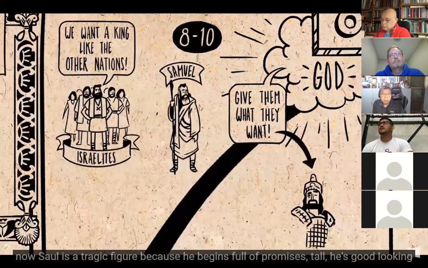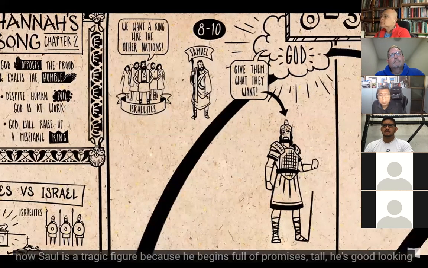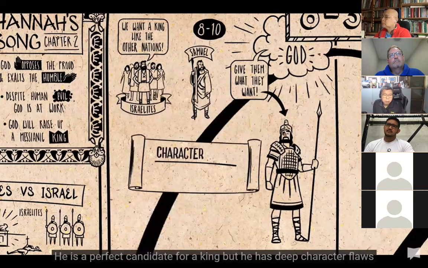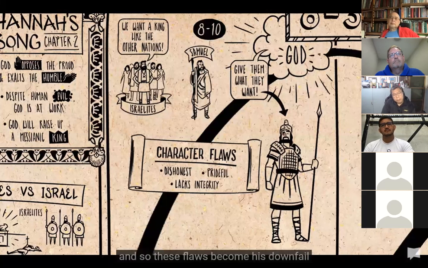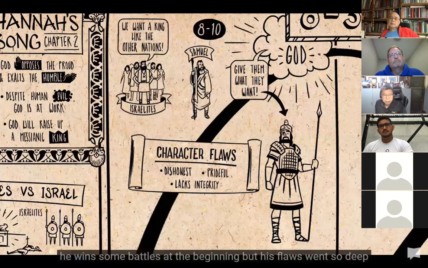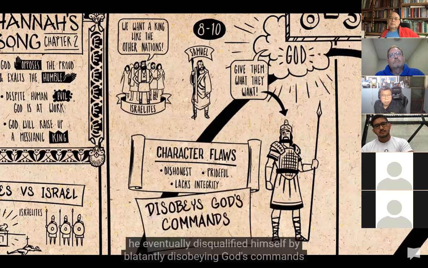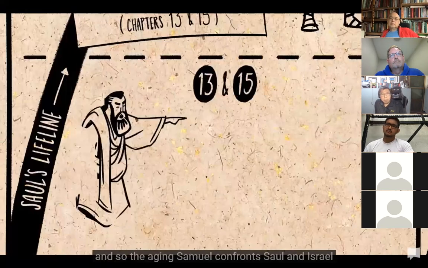Now, Saul is a tragic figure because he begins full of promise. He's tall, he's good looking, he's a perfect candidate for a king, but he has deep character flaws. He's dishonest, he lacks integrity, and he seems incapable of acknowledging his own mistakes. And so these flaws become his downfall. He wins some battles at the beginning, but his flaws run so deep, he eventually disqualifies himself by blatantly disobeying God's commands. And so the aging Samuel confronts Saul and Israel.